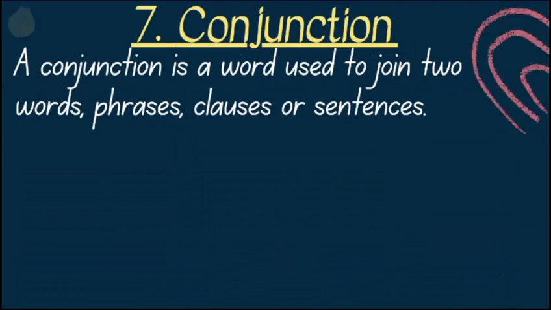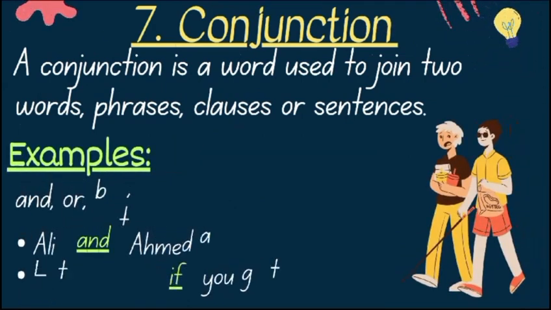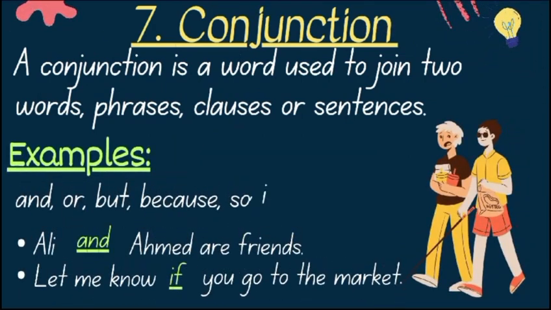7. Conjunction. A conjunction is a word used to join two words, phrases, clauses, or sentences. Examples: and, or, but, because, so, if, and yet are conjunctions. Ali and Ahmed are friends. Let me know if you go to the market. In the above sentences, and and if are conjunctions.